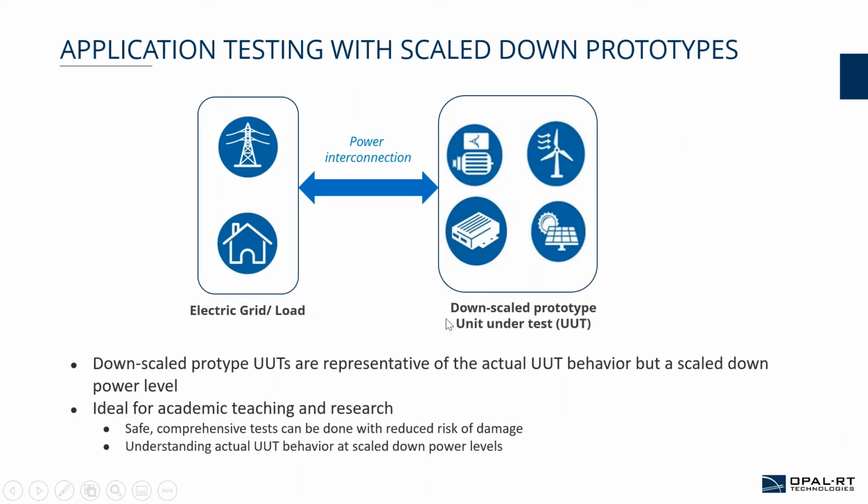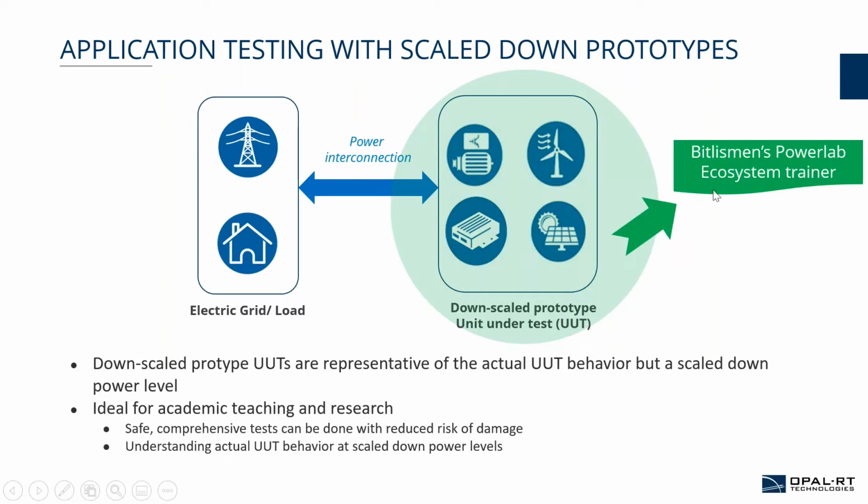The main advantage of a downscale prototype such as this is safe and comprehensive tests with a reduced chance of equipment damage, and you are essentially able to understand actual utility behavior at downscale power levels. The downscale prototype is essentially the Bitlismen Power Lab ecosystem trainer kit, which will be talked about by my colleague Gevord next.